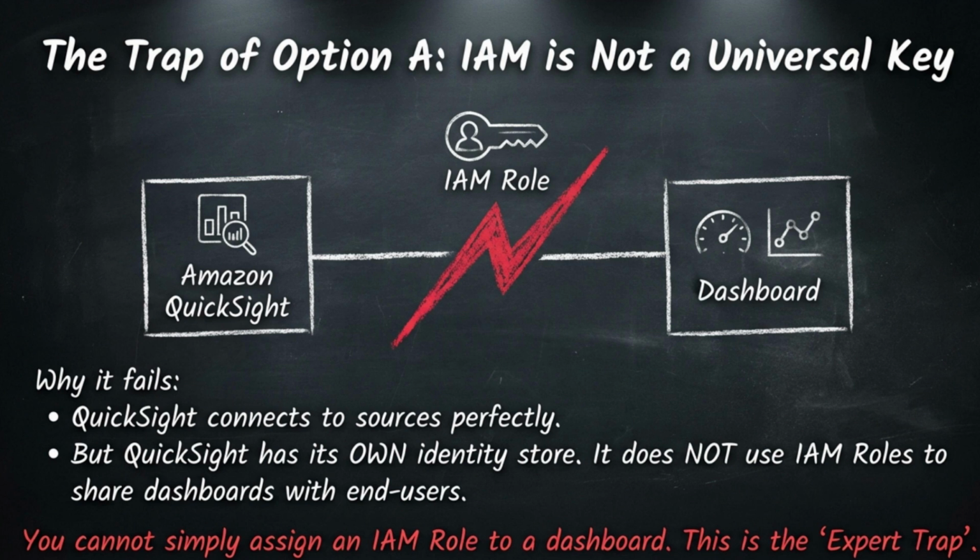You can't say, "Hey, IAM role data analyst, here's a dashboard for you." QuickSight simply doesn't work that way. It has its own users, its own groups, its own access hierarchy. Option A is a trap for those who think everything in AWS revolves around IAM.